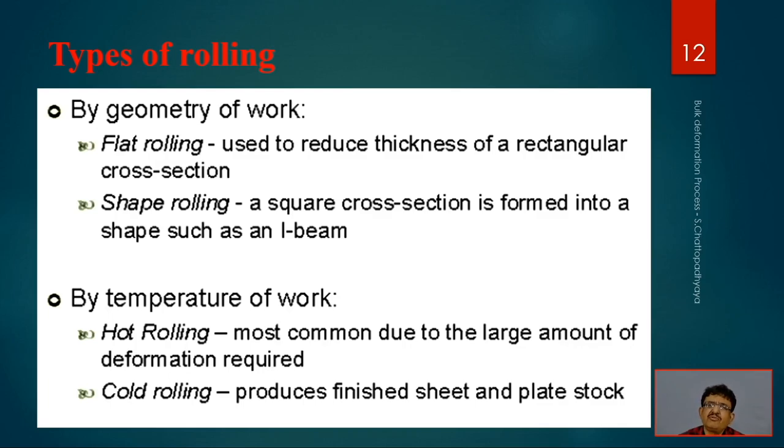recrystallization temperature, a lot of force is required because yield strength is high. Yield strength is reduced with the increment of the temperature. So that is the biggest advantage of hot rolling, so that it is feasible, possible, and with a finite machine one can produce with a handy structure of all those things. If it is cold rolling, machines have to be big, and there is a possibility of crack and fracture. So cold rolling produces finished sheet and plate stock.